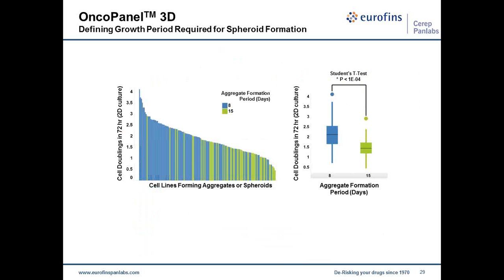So not surprisingly, the time frame required for a cell line to form a spheroid is related to its growth rate. And here growth rate is just plotted as the number of doublings in just 3 days. Again, knowing that, we can extrapolate this value out.